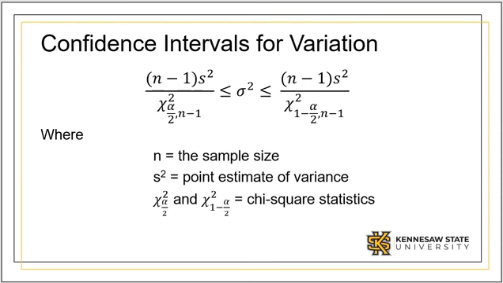The confidence intervals for the mean are centered at the sample mean. This is not true for variance. Here, the chi-squared distribution is used. This distribution is not necessarily symmetrical. Note that S squared is the point estimate of the variance. N is the sample size, and the chi-square statistic is based on alpha and the degrees of freedom, N minus 1.